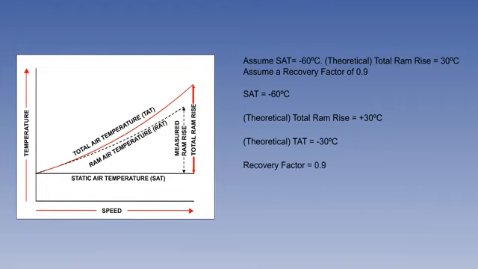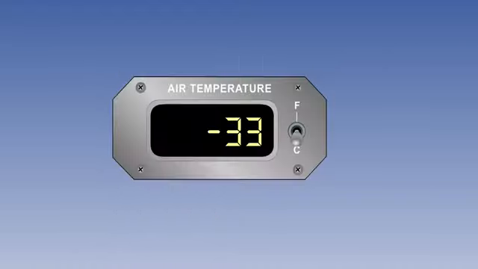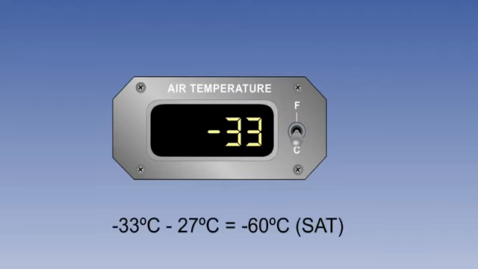The recovery factor is 90%, which is expressed as 0.9. Therefore, the measured ram rise is total ram rise times 0.9, which is plus 27 degrees. Applying plus 27 to minus 60 gives us a ram air temperature of minus 33 degrees Celsius. This is the figure which you would actually see on the ram air temperature gauges. You would then use one of several methods to arrive at your correction factor of minus 27 degrees, and then apply it to get the static air temperature, which is what you want.